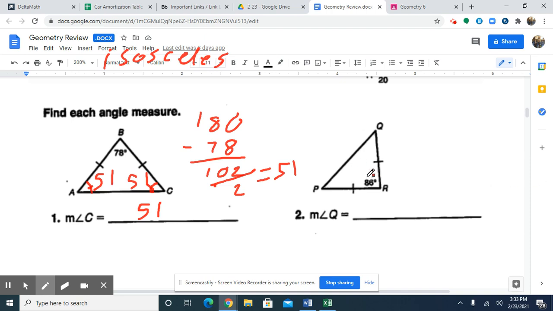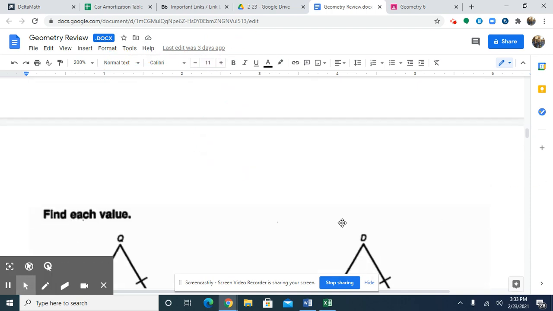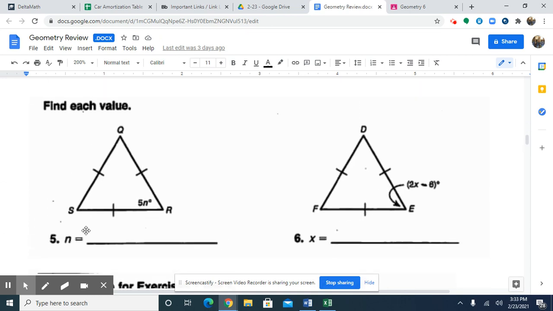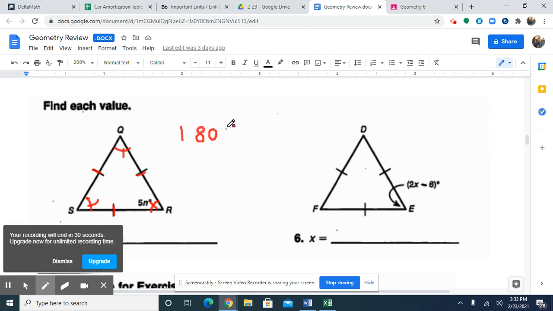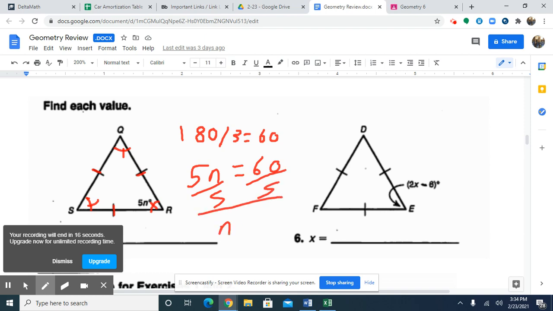We have a similar situation for number 5, where this is an equilateral triangle. Whenever we have an equilateral triangle, all these angles have to be exactly the same. So if we know that they add up to 180, then dividing by 3 gives us an angle of 60 for each. So if we try to find one of the angles, 5n is equal to 60. Dividing both sides by 5, we would see that n is equal to 12.